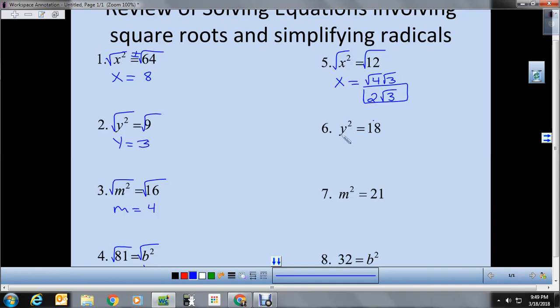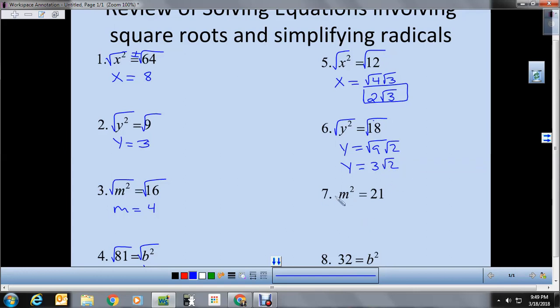Let's look at the next one. Number 6, y squared equals 18. Square root of y squared, square root of 18. Y is equal to, now we're going to break this apart, and we're going to use the square root of 9 times the square root of 2. So y is equal to 3 radical 2. Once again, the square root of 9 is a positive 3. 3 comes on the outside. Radical 2 does not. It stays on the inside.